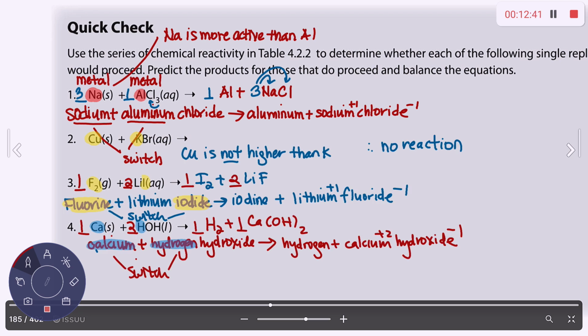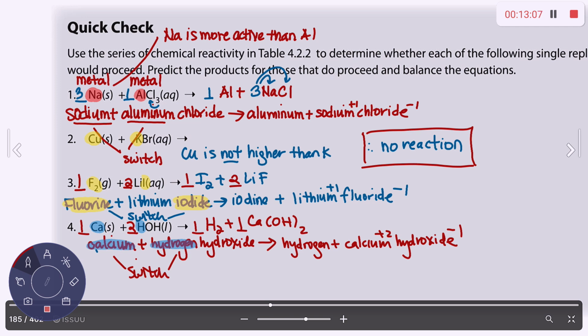Number 2, you probably found that the copper was below the K, so therefore this reaction wouldn't happen, and typically it would be deemed proper to write no reaction on there. Number 3, fluorine is a halogen. Fluorine is higher than iodine on the list. Therefore, fluorine and iodine will switch places. Iodine is diatomic. That's why you write it as I2, and then you form lithium fluoride.